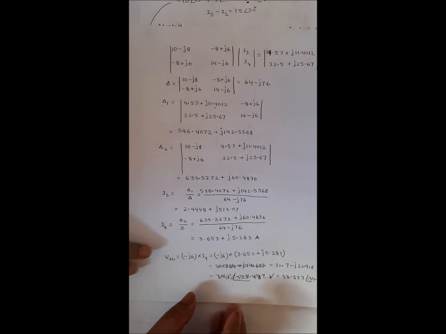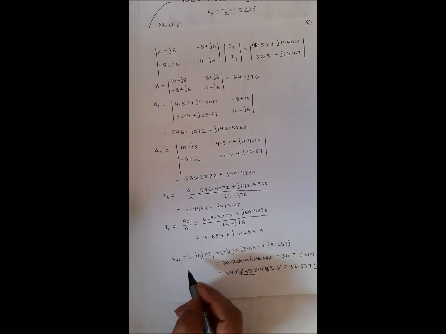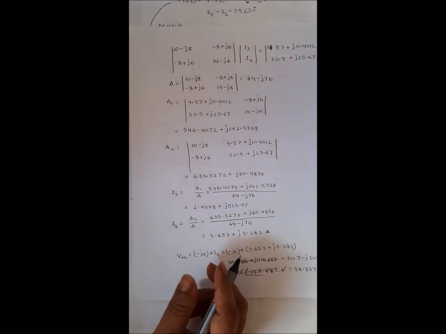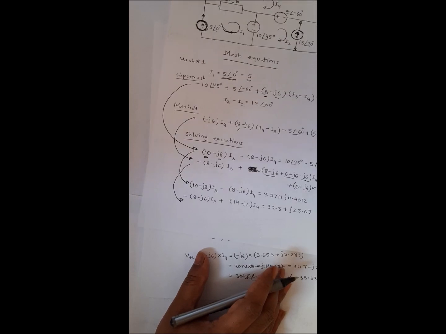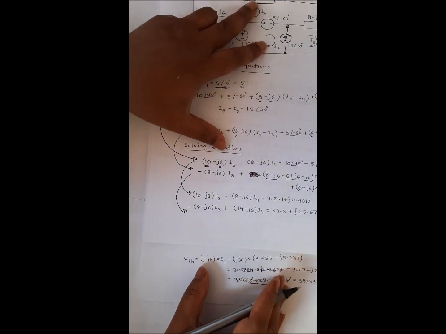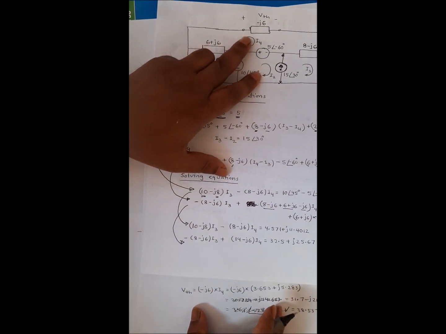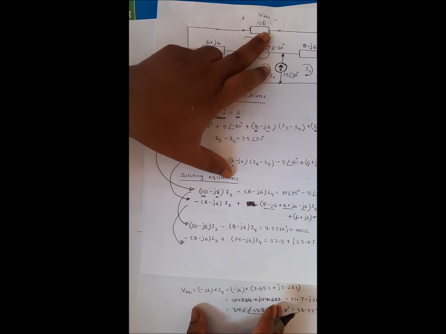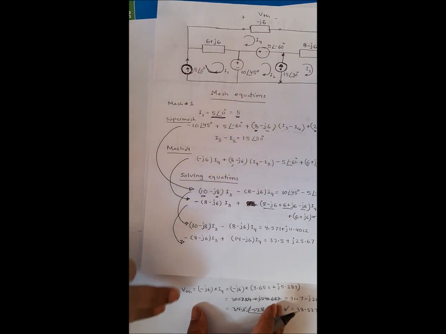Now to find the Thevenin voltage, if you look at this expression here, Thevenin is negative j6 times I4. So I write negative j6 times I4, where I4 is this.